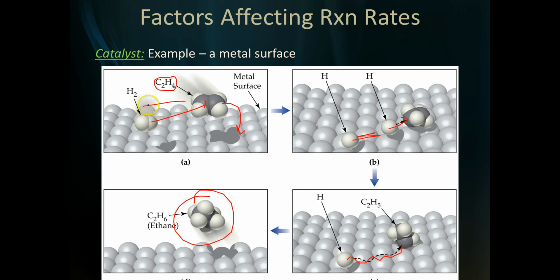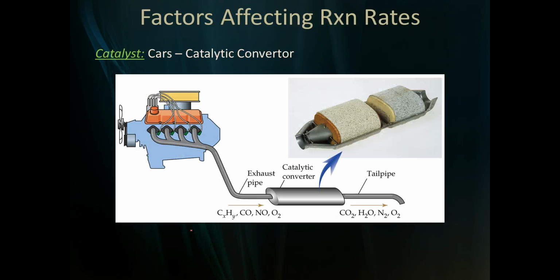Again, normally they wouldn't find each other in the gaseous state, but by providing a localized place where they both adhere down to, we can get the reaction going. That's an example of a catalyst. That's like that alternate pathway.